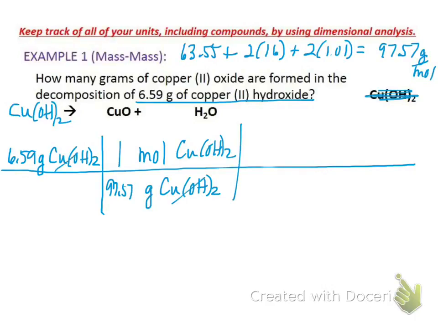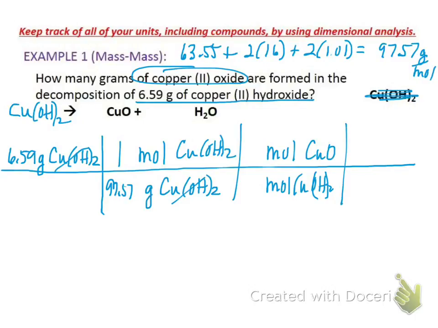And now we got rid of grams. So now that I'm in moles, now I can use my mole ratio. So I want to get rid of moles of copper hydroxide, and I'm going to moles of copper 2 oxide. So now I go to my balanced equation and I see a 1 and a 1, so that makes life easy, so I can put a 1 and a 1. And now I've gotten rid of moles of copper hydroxide.